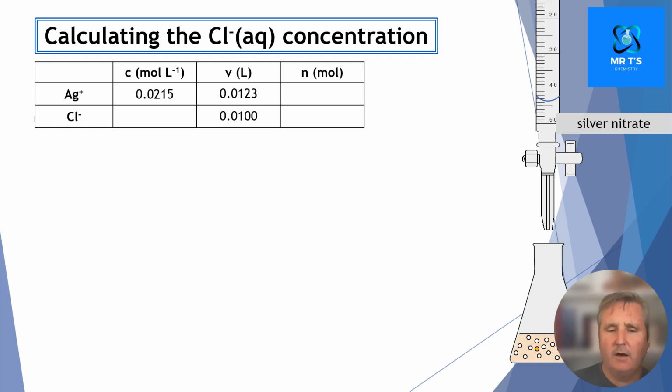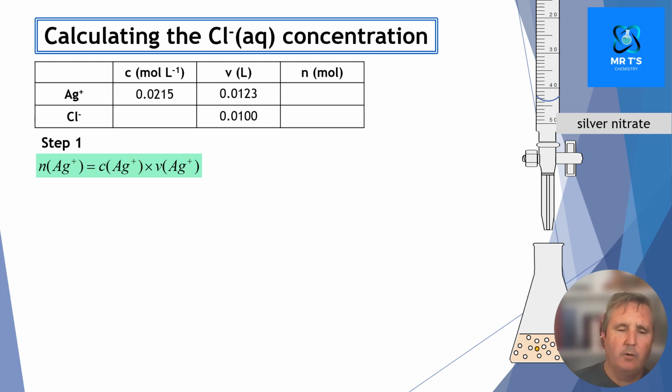And let's say here I've carried out my titrations, and the sample of water that I had was 10 mL, or 0.0100 litres. The average titre, or the average volume added from the burette, was 0.0123 litres. So the first step, we're going to do this the same way we worked out the chloride. When we go across a row, if we know two things, we work out the third. So step 1, let's work out the moles of the silver ions, because I know the concentration and the volume.